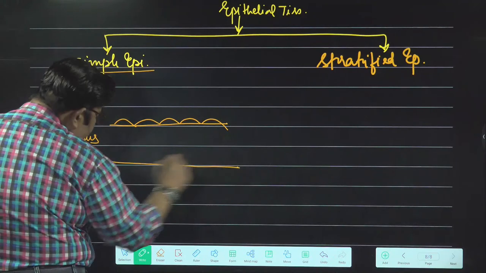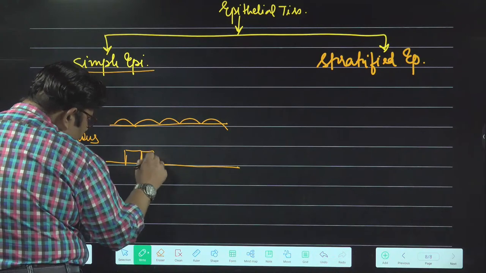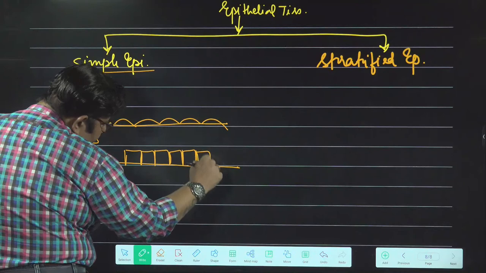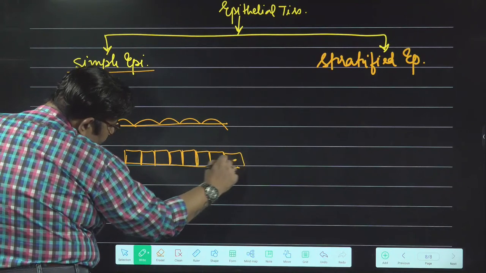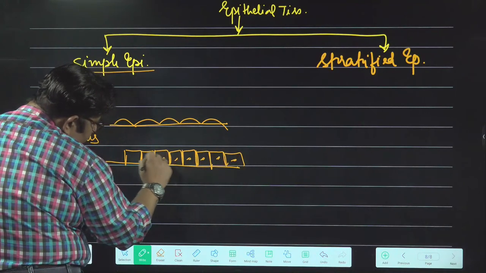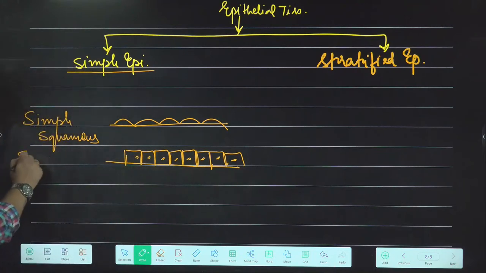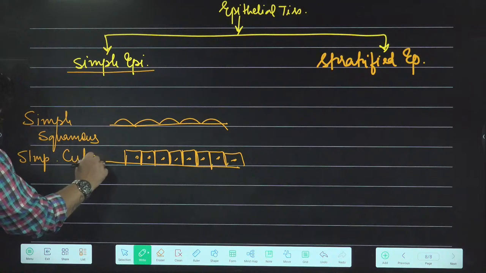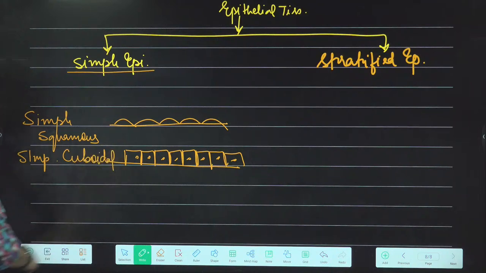The cells can be boxy, cube-like. Cells can be cube-like, they are boxy, and this is called simple cuboidal or cubical, simple cuboidal epithelium.